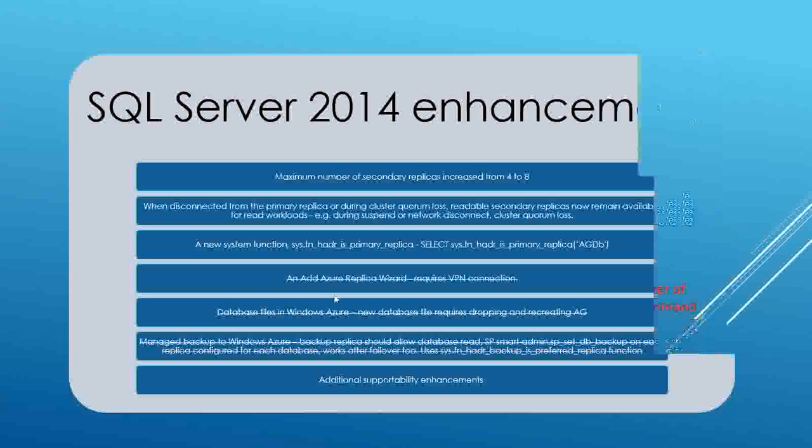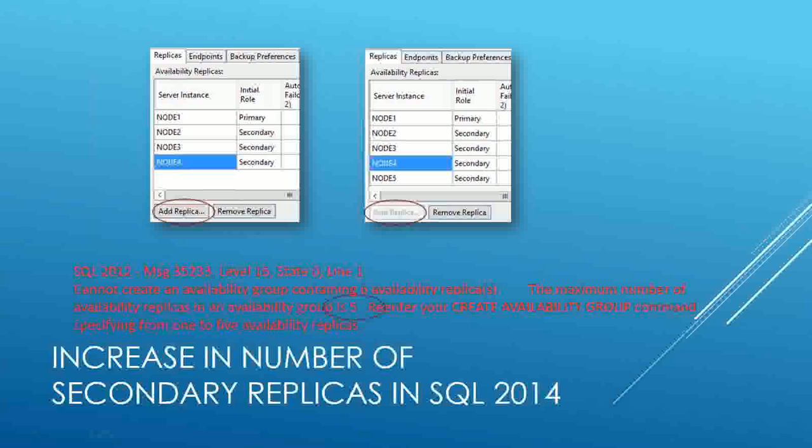Going to the next slide, the first point that we talked about was the increase in the number of secondary replicas in SQL 2014. The screenshots above are of two points in time, both in 2012. In the one on the left, there are 4 nodes. If I click add replica, I'm able to click because it's not grayed out. But after I click the 5th one, it's grayed out, because in 2012 there was a limit of 1 plus 4 replicas. In 2014, this will not be grayed out because the limit has been increased from 1 to 8 replicas.